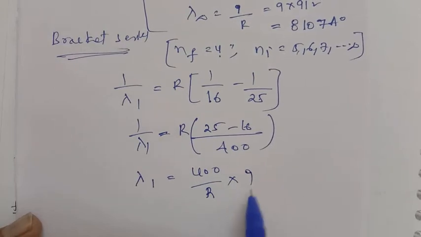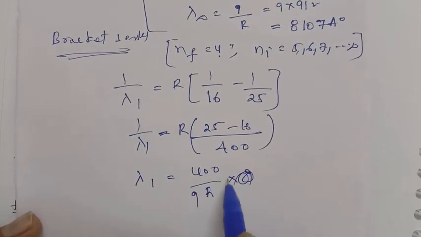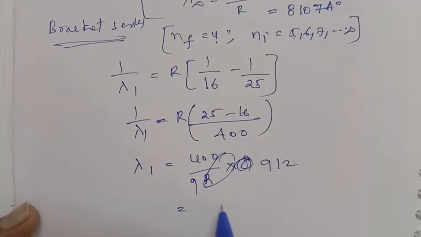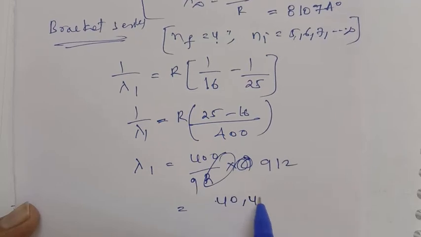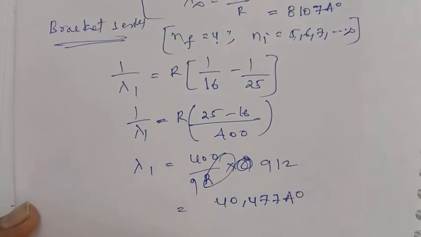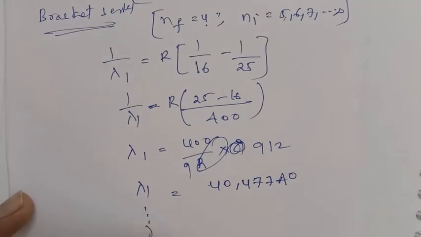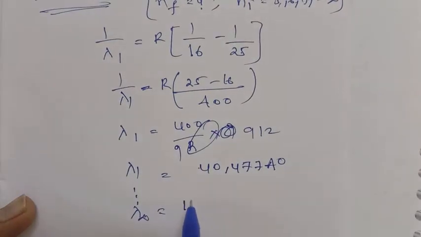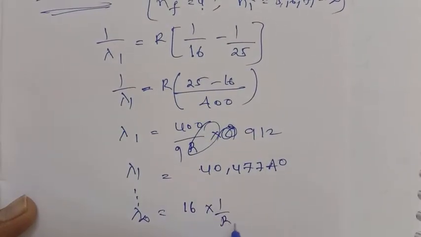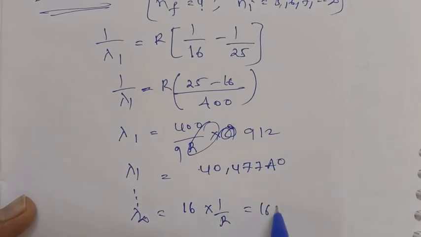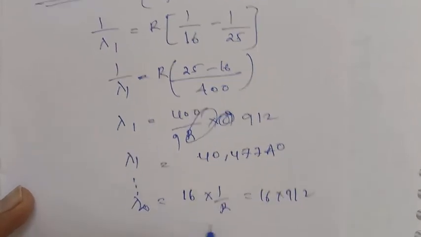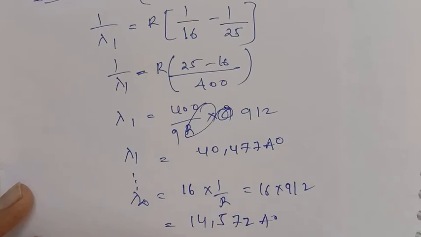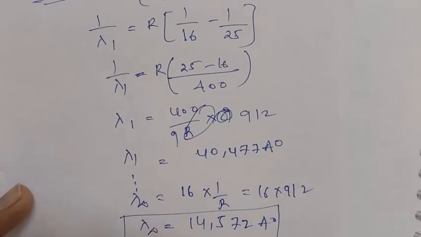So then lambda 1 is equal to 400 upon R into 25 minus 16, which is nothing but here 9. So 1 by R is equal to 912. So 400 by 9 into 912, what is the value we are getting? 40,477 angstroms. So it is the lambda 1. And similarly, lambda infinity is nothing but here 16 into 1 by R, that is equal to 16 into 912, that is equal to 14,572 angstroms. So it is the lambda infinity.